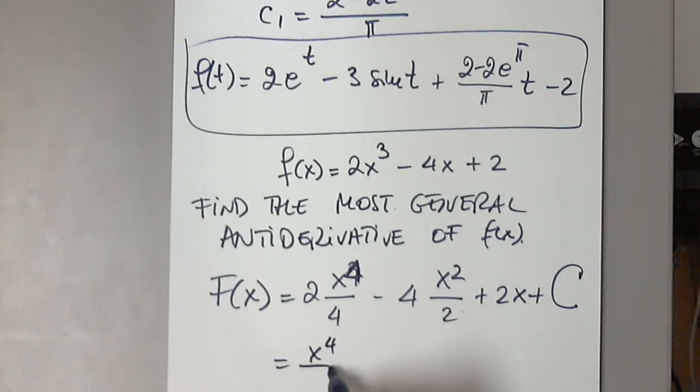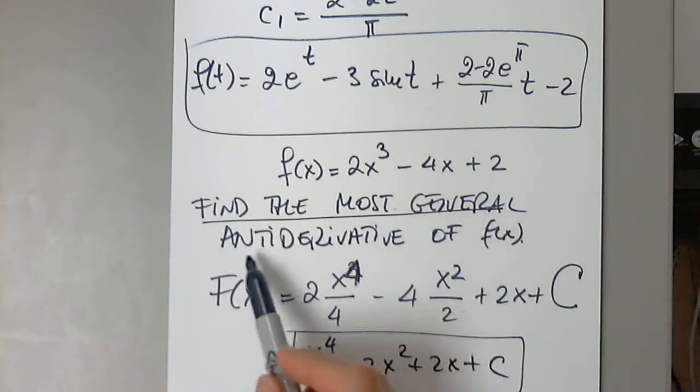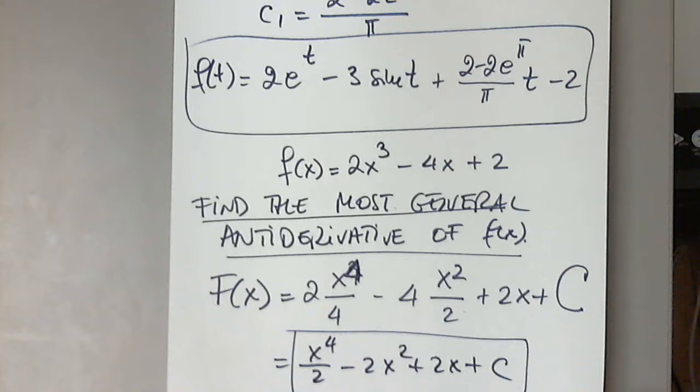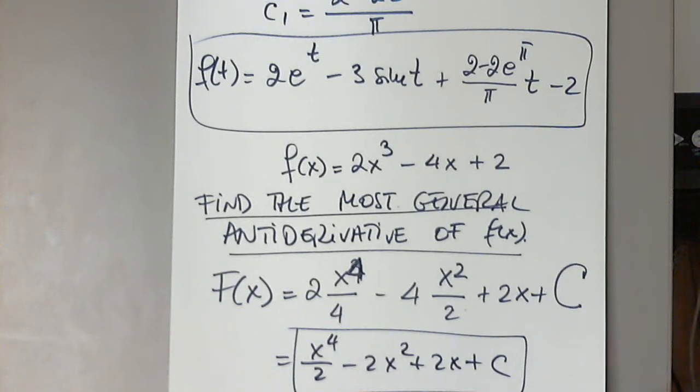So this is x to the fourth over 2 minus 2x squared plus 2x plus c. This is the most general antiderivative of the given function. Any questions?